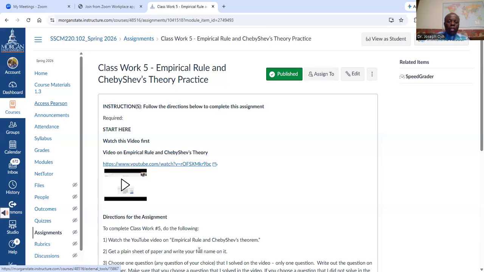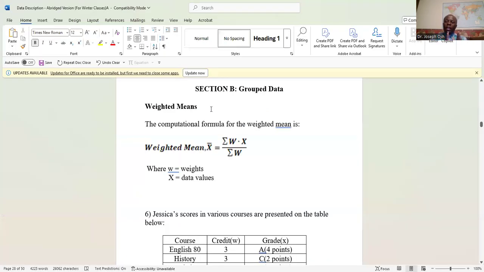Today we're working on the same thing we did last week, but this time on a grouped data set. Look at the first one. We'll be starting with the weighted mean. We call it weighted mean because each section or part of it has a weight assigned to it. So that's where the name weighted mean comes from.